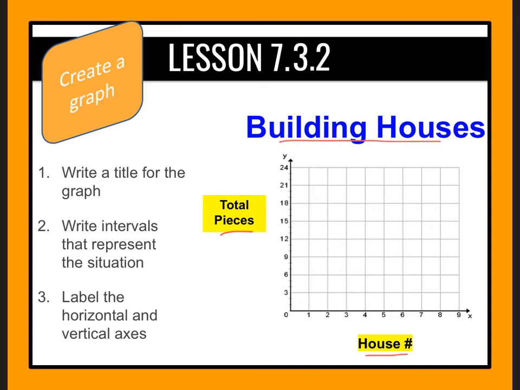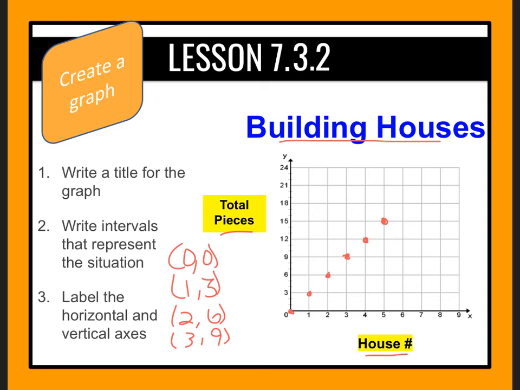So remember, 0 houses had 0 pieces. So I'm going to go ahead and mark that. That's one of my ordered pairs. One house had 3. 2 houses had 6 total pieces. So I'm simply just filling in my graph. 4 houses had 12, and so forth. You should see that this graph takes on a nice straight line.